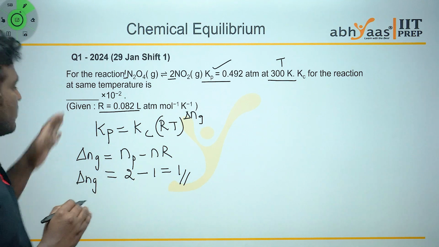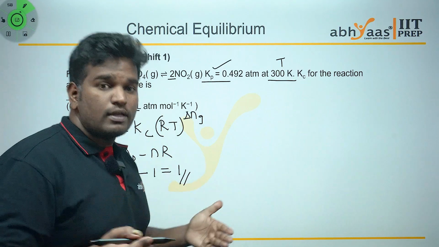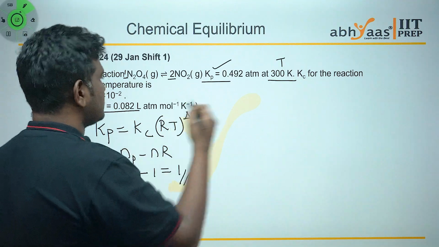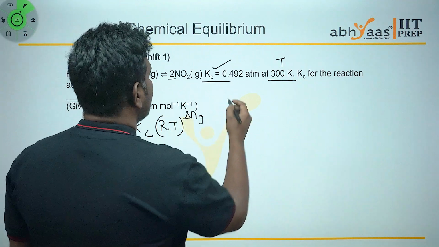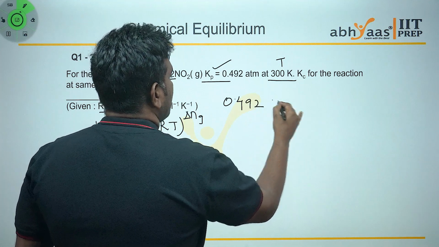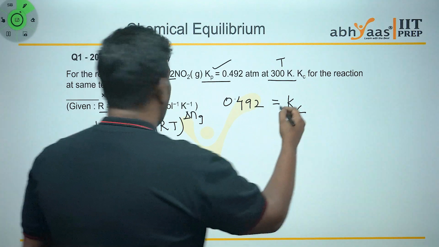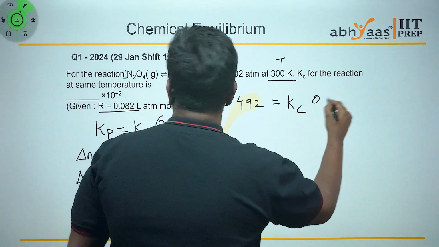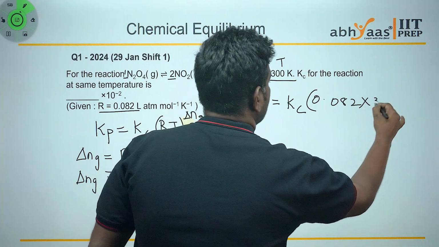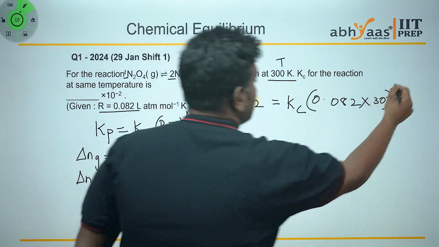So we can find out the value of Kc now because all other values are known, right? So we can easily find out the value of Kc. So we will just substitute the values. We are having Kp as 0.492 equal to what is Kc we have to find out. Then we have R. What is R? 0.082 into what is temperature? 300. And you know that our delta Ng is 1.